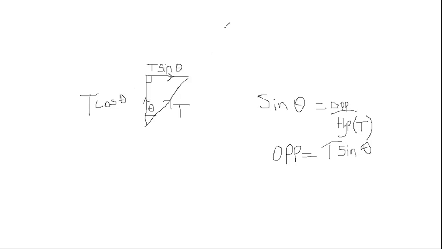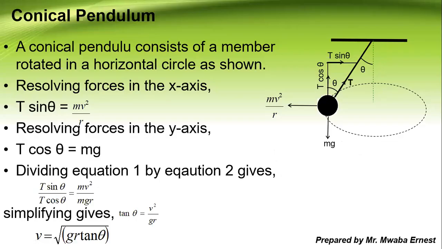Now let's go back to where we are. We're just here. Great. So we're saying you have T sine theta there, and this is your T cos theta. This is the angle theta right here. So if you start now resolving this, you start with the x-axis. You notice there are just two forces. This one was pointing in the one direction, the other one in the opposite direction.